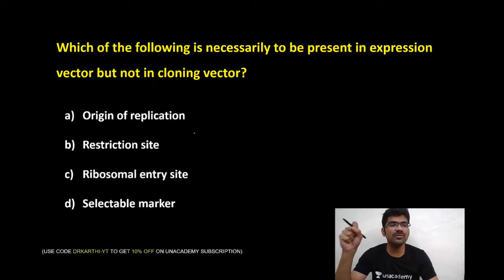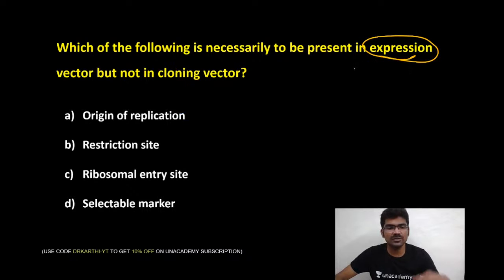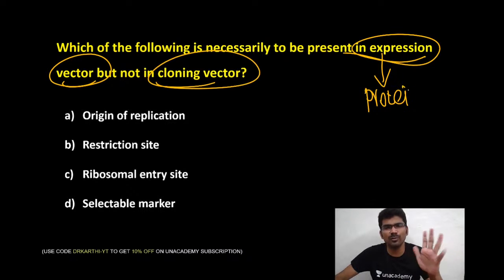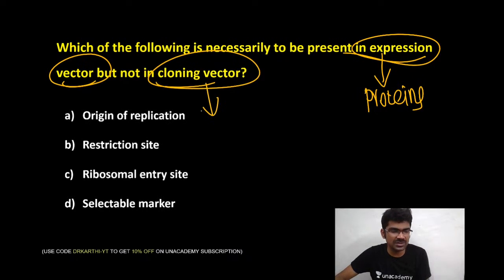Answer this. Which of the following is necessarily to be present in an expression vector? So this question checks your knowledge on expression vector and cloning vector. Expression vector means it's used to express proteins. Let me give a clue. Cloning vector means you just do the multiplication of DNA. Okay, just clone it. So now you will be able to answer this. I made your job easy.